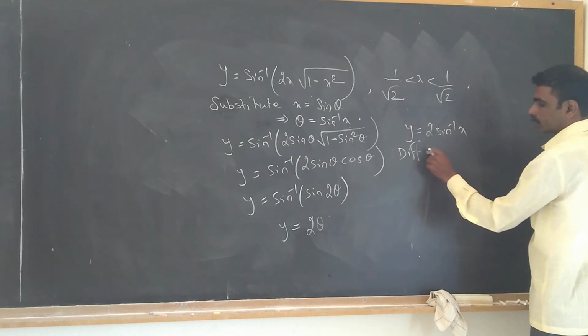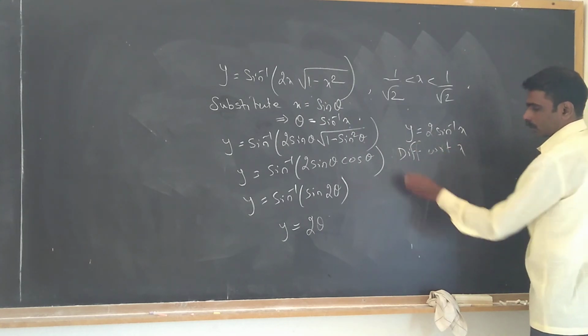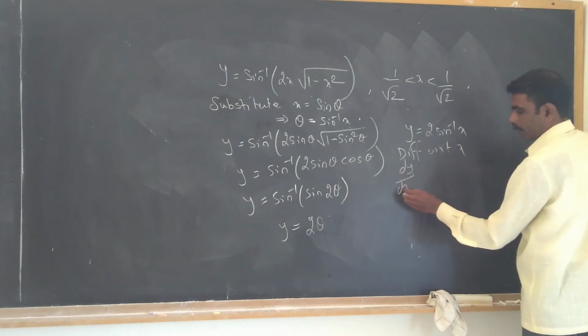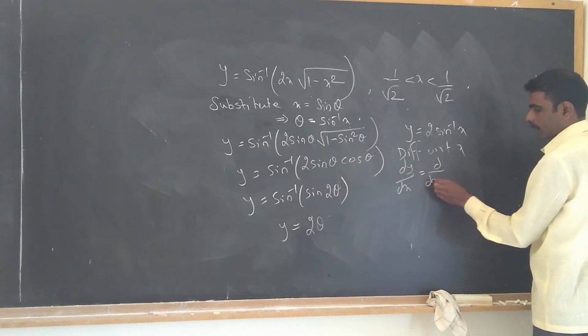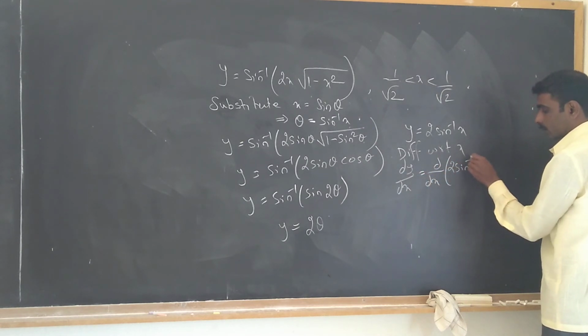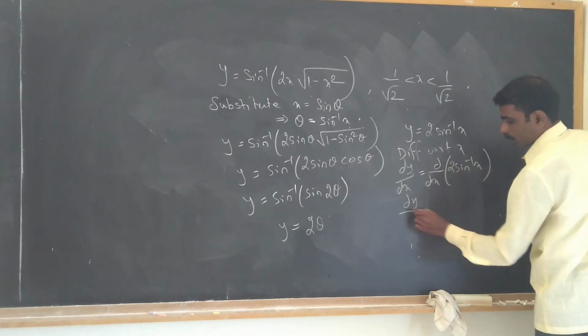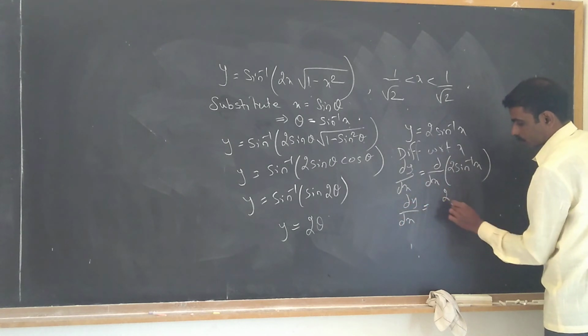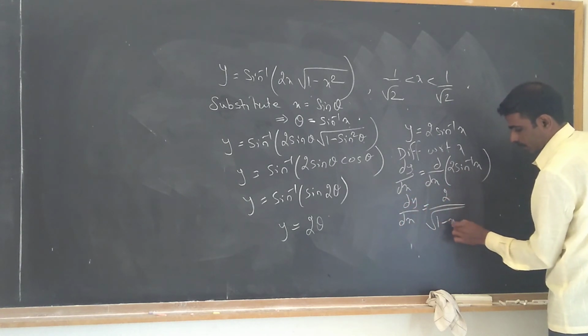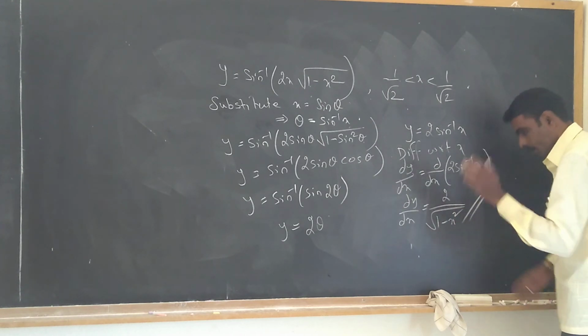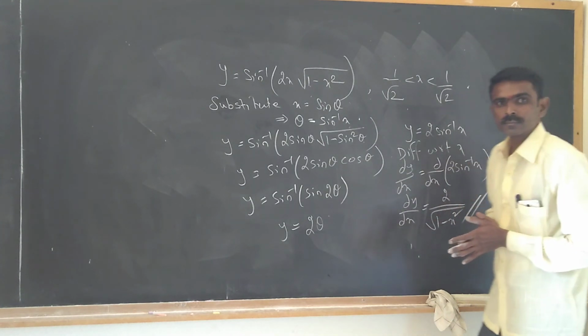Now we differentiate with respect to x. You get dy by dx equal to d by dx of 2 into sin inverse of x. So dy by dx is equal to 2 divided by root of 1 minus x square. So these are the problems, right?